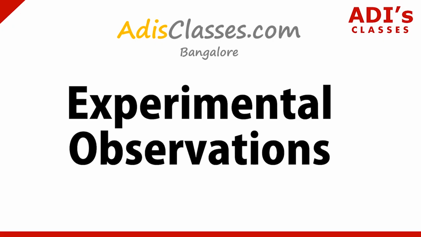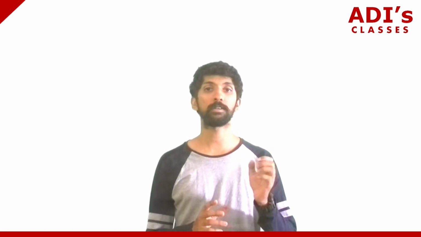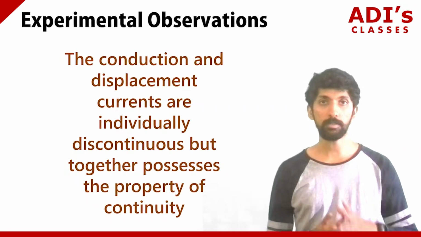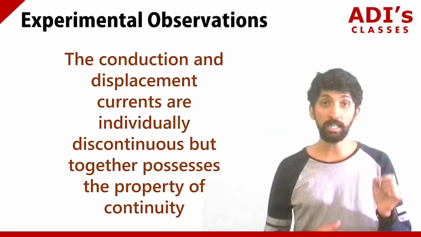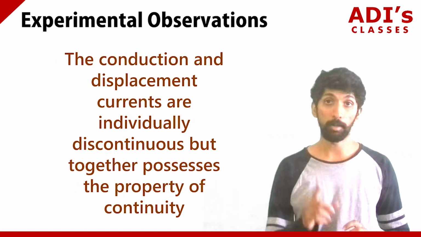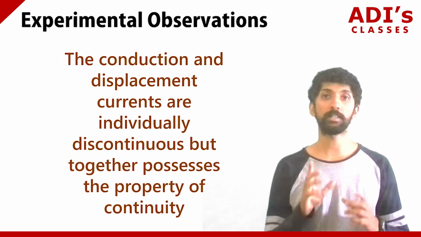We saw Ampere-Maxwell's equation, right? So what can we infer from this particular equation? There are certain experimental observations. The first one is that the conduction and displacement current are individually discontinuous, but the two currents together possess the property of continuity.